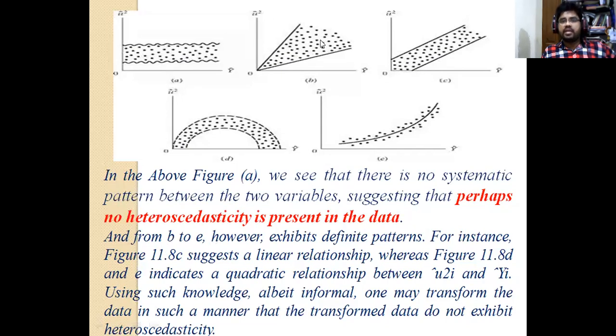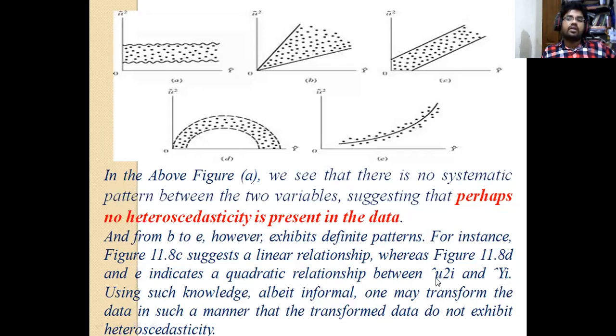From A to, either A, B, C, D, however, exhibit a different pattern. For instance, they suggest a linear relationship. For example, see here is a linear relationship, whereas figure D and E indicate a quadratic relation. When the graph is not a straight line, we can say that it is non-linear, whether it may be quadratic, cubic or a power function. So that indicates a quadratic relationship between the errors and the estimated value.